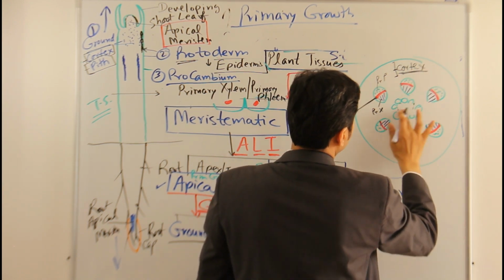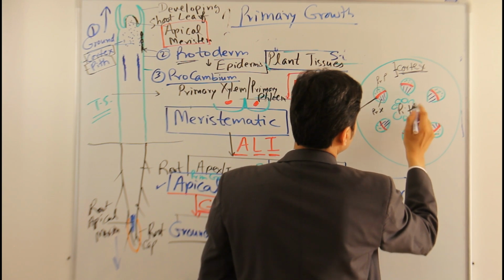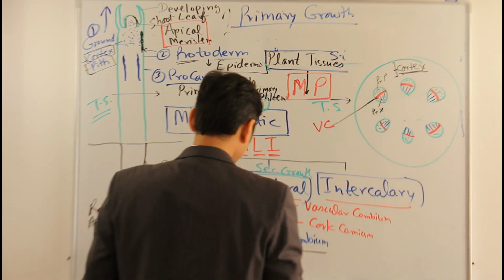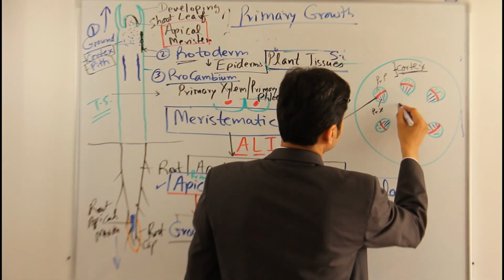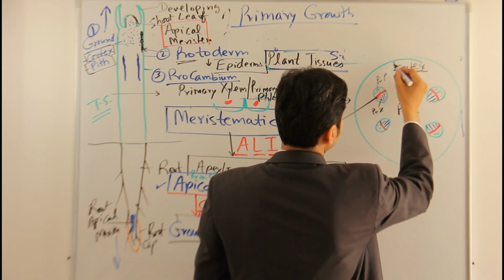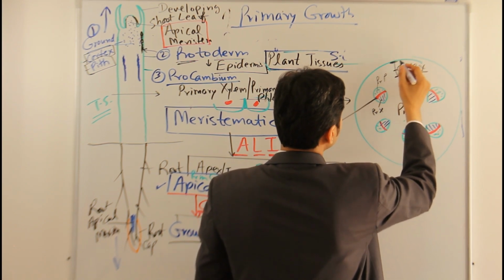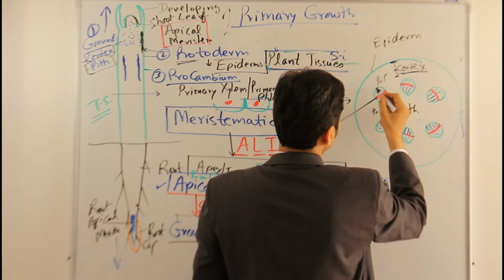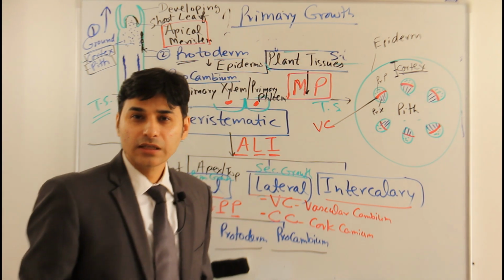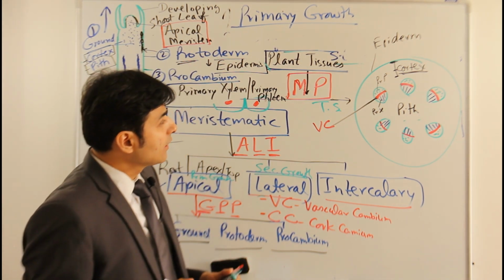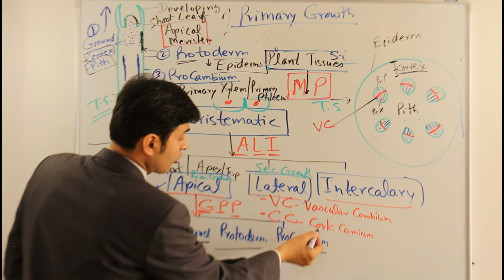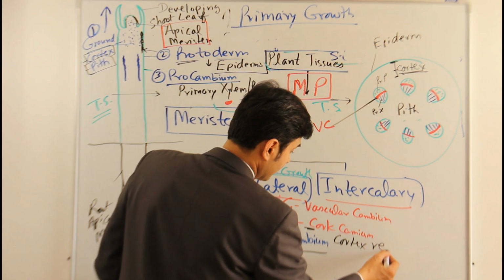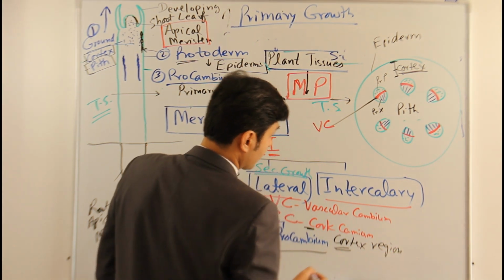Cortex is also a ground tissue. We have seen ground tissue in the center, this is the pith, and in between, up to the epidermis, this region is cortex. This one is epidermis, and this one is the vascular bundle area. Now, one more cambium is present here in the cortex region. The cambium in the cortex region is called Cork Cambium.